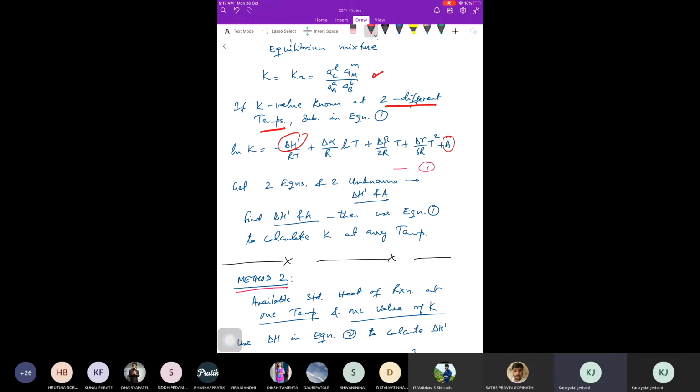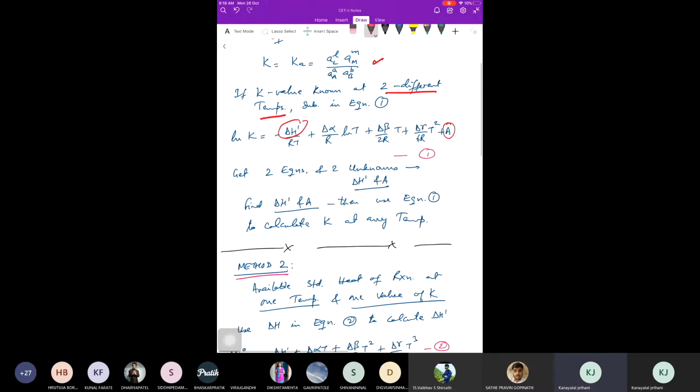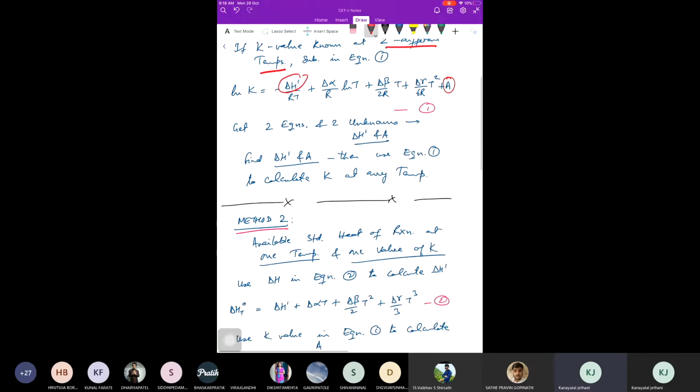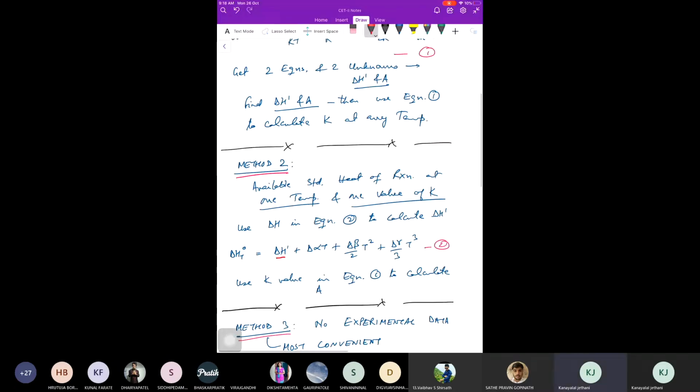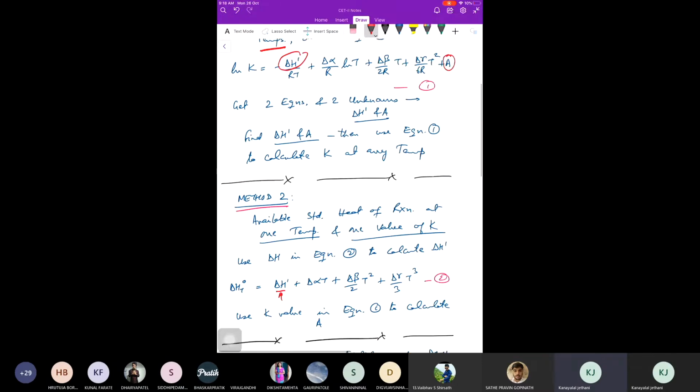Then you can evaluate both these constants if you know these two. Or we have seen that if you know the heat of reaction at one temperature, we can evaluate delta H prime from equation 7, and then we can evaluate A from one value of K. So we need at least two data points for two constants, whether we use heat of reaction and one value of K or two values of K. This is one method. The second method is, yeah, that's what I said: heat of reaction at one temperature and one value of K. We can evaluate these two constants. From heat of reaction we can calculate delta H prime, and then we can calculate A from this equation.